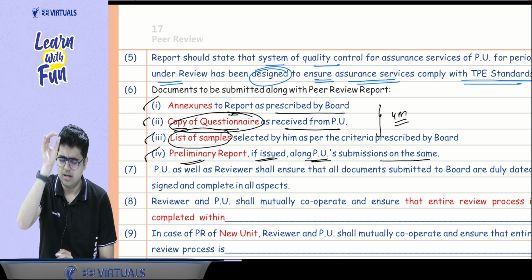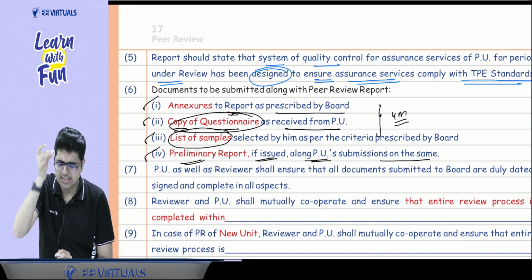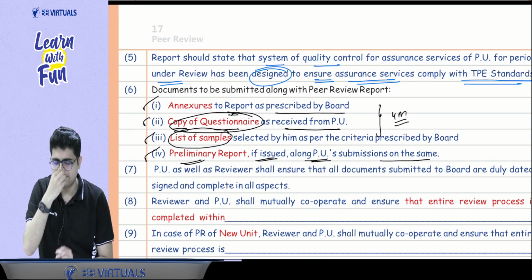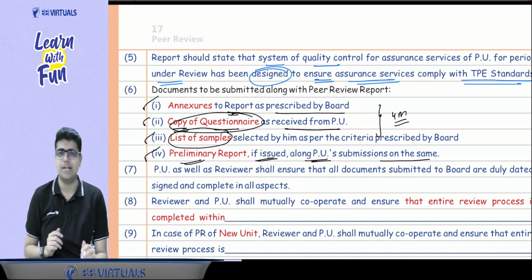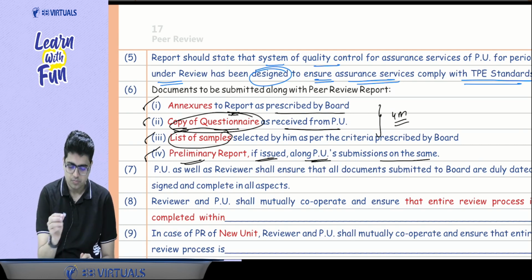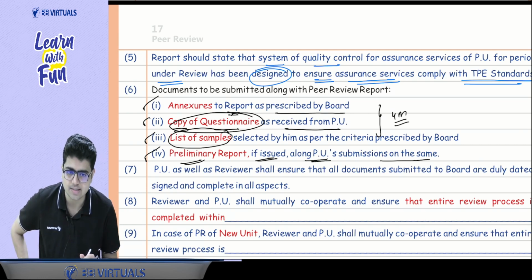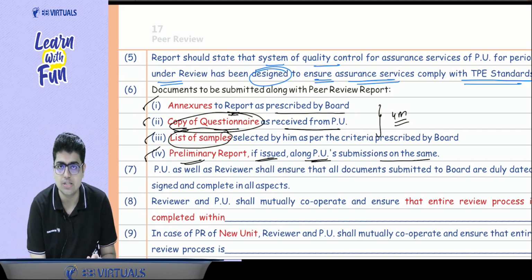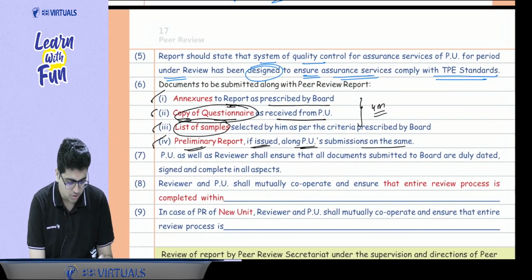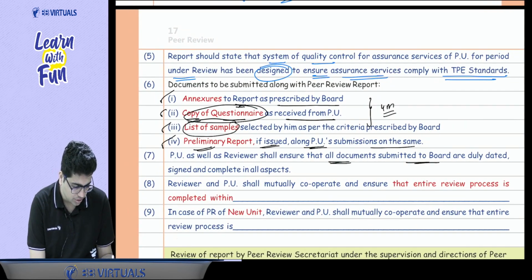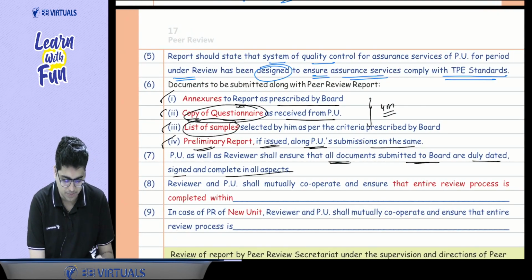Annexure, questionnaire. From the questionnaire he selected a list of samples, and if he found them deficient, then he gave a modified report. Before that modified report, a preliminary report was provided. Is this point clear to all of you? Yes, sir. So these 4 are the documents which need to be attached with the peer review report. The practicing unit as well as the reviewer shall ensure that all the documents are submitted to the board duly dated, signed and complete in all aspects.